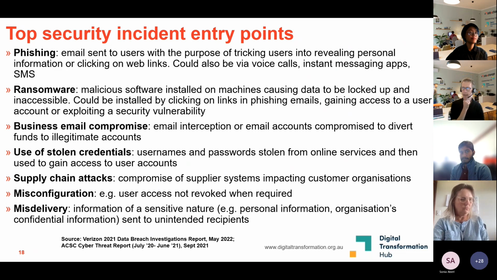Entry points that we're seeing come in at the moment are phishing. So that was what we've just talked about. I'll cover a couple of examples next. Ransomware, this was a big deal a couple of years ago. It's still happening, but not to the same extent.